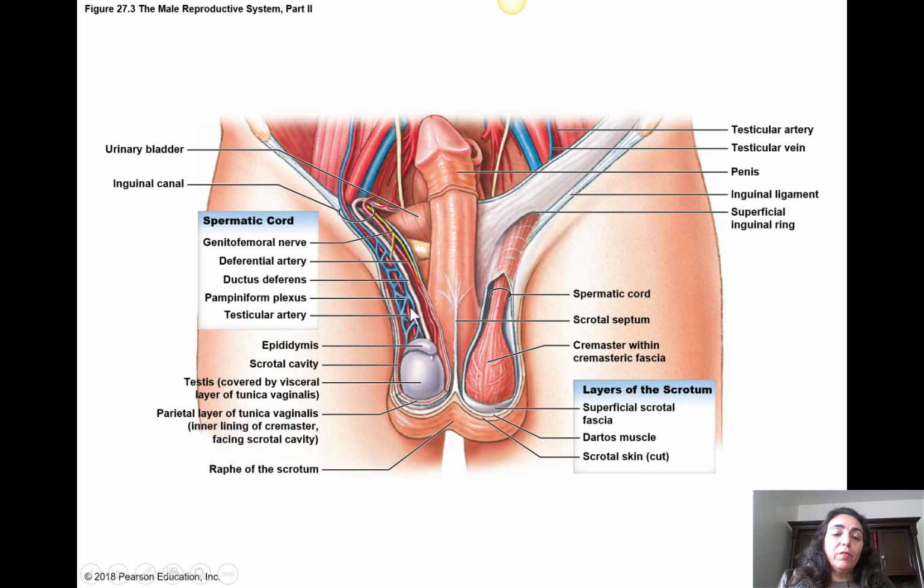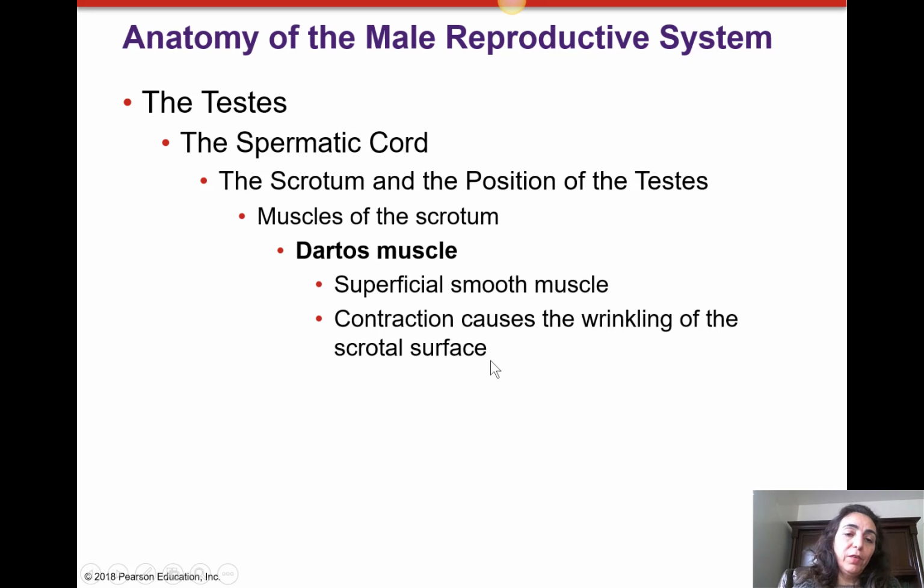And when we have the scrotum in place, the fold that we have between the two is called the raphe of the scrotum, as you see here. Now let's see what other layers we have here. Besides the tunica vaginalis, what other layer do we have in the scrotum?